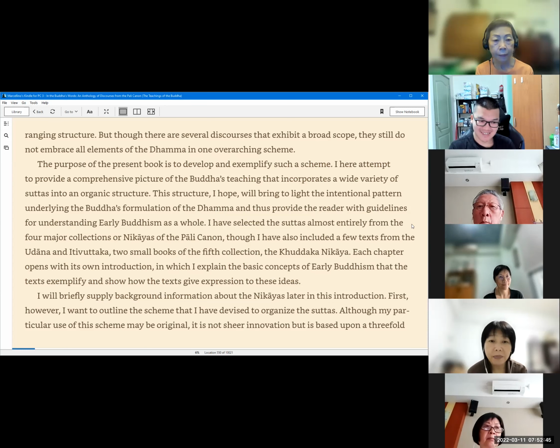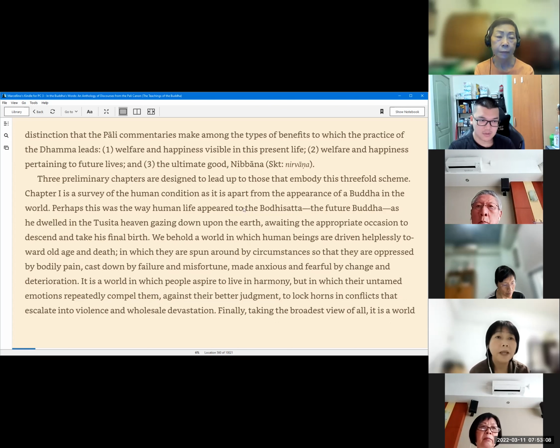I will briefly supply background information about the Nikayas later in this introduction. First, however, I want to outline the scheme that I have devised to organize the suttas. Although my particular use of this scheme may be original, it is not sheer innovation, but is based upon a threefold distinction that the Pali commentaries make among the types of benefits to which the practice of the Dhamma leads.